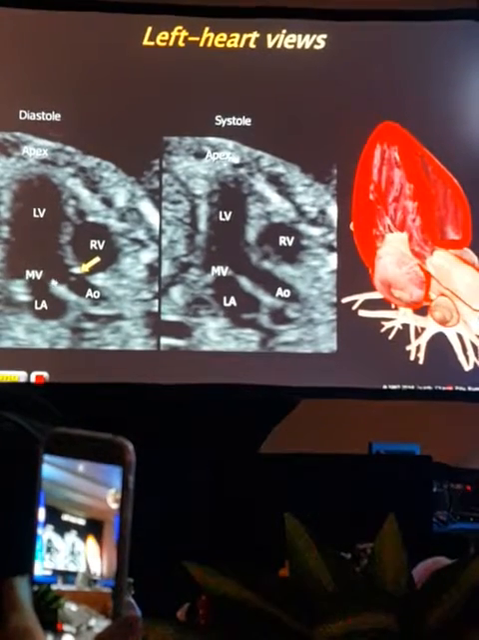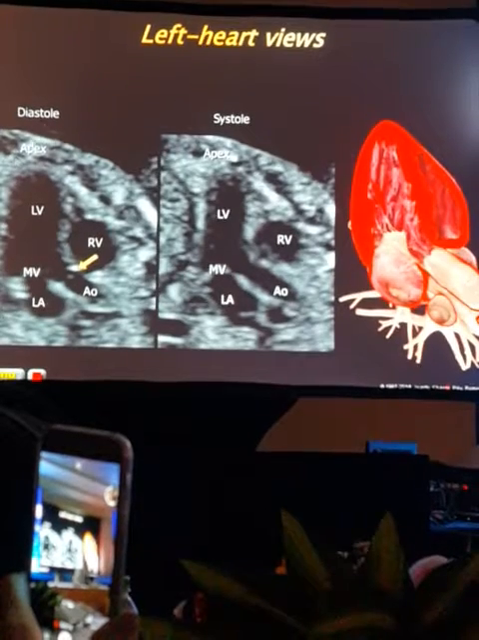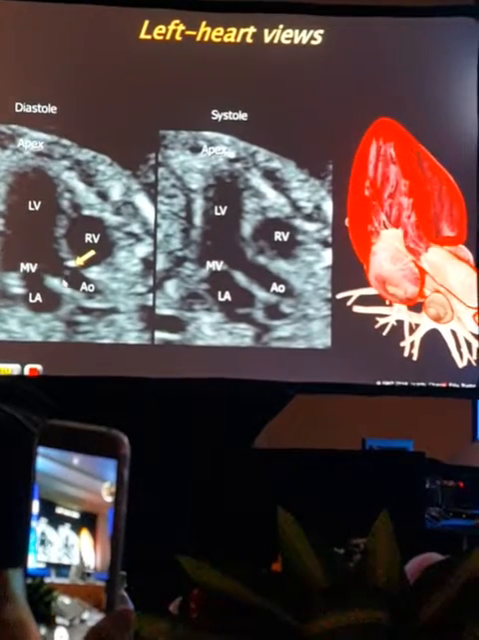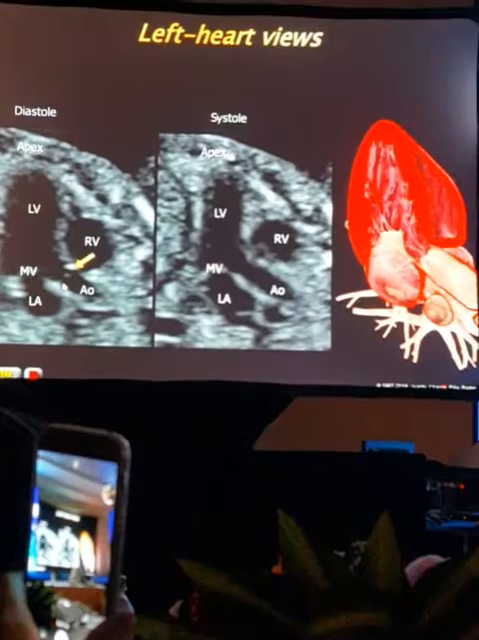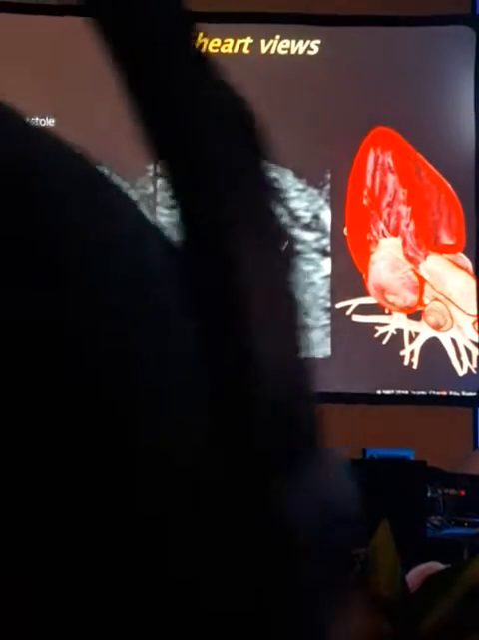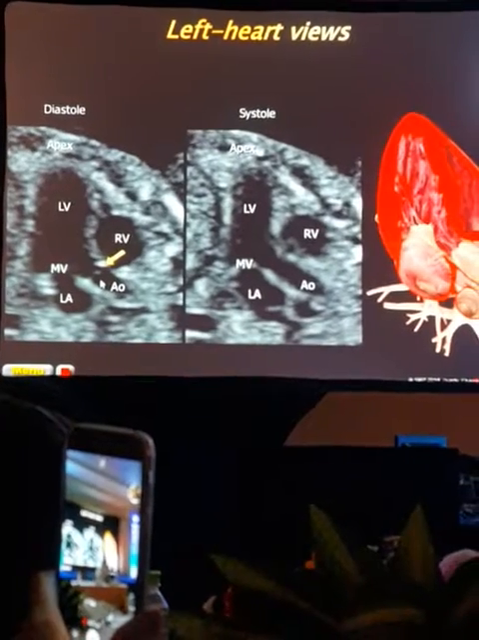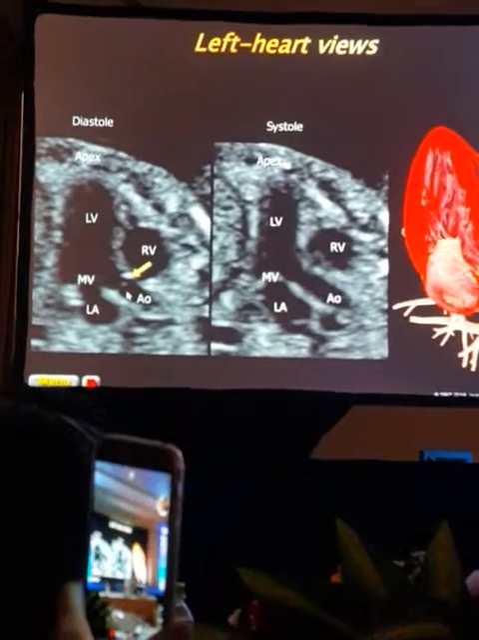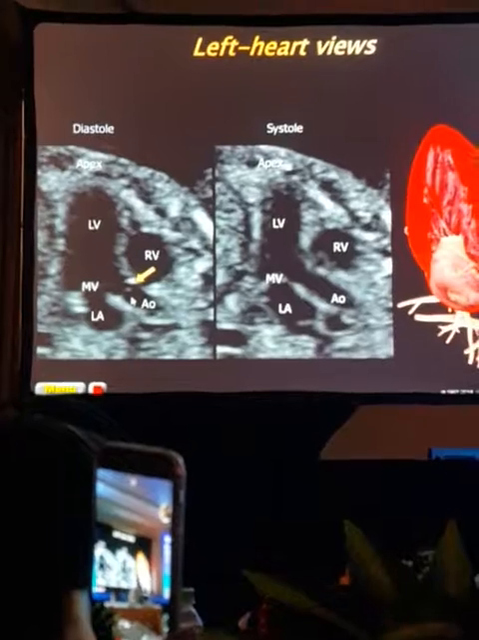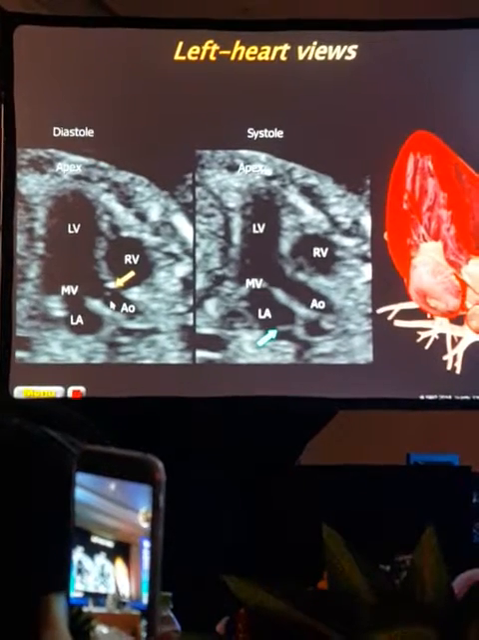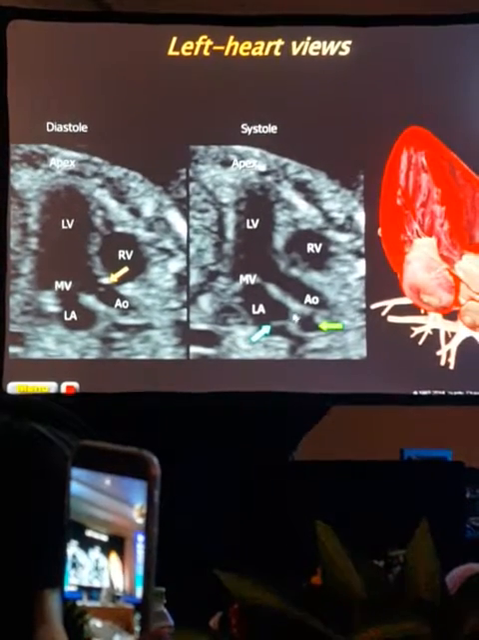This one is in diastole. How do I know that? It's written here, but what on the picture tells me this is diastole? You see the aortic valve. So if the aortic valve is visible inside the aorta, it has to be in the middle. If it's in the middle, it has to be closed, so it has to be diastole, okay?